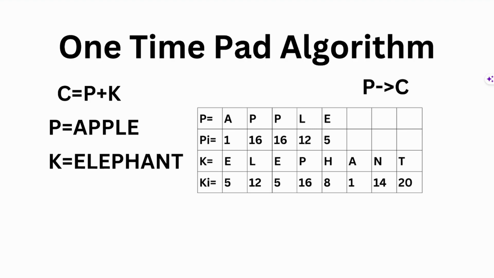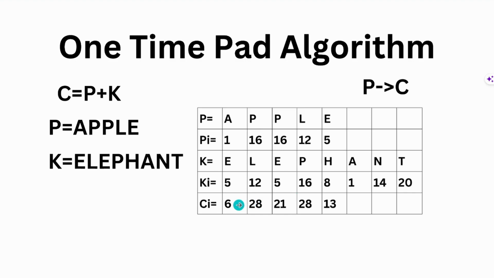Now I need to use this equation. The equation is C is equal to P plus K. This is the P value and this is the K value. So 1 plus 5 is equal to 6. That's why I am writing here 6, 28, 21, 28, 13. But I don't write this part of the key, because we don't have any plain text for this key value. That's why I ignore it, and you also ignore it.